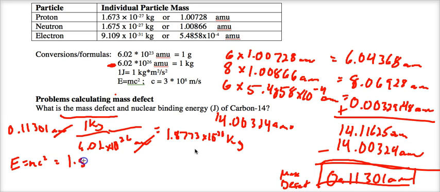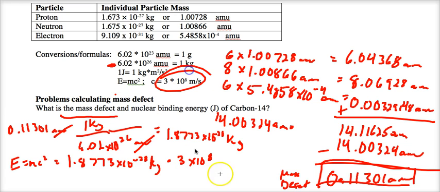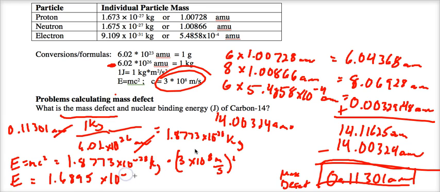Okay, by putting my 1.8773 times 10 to the negative 28 kg times 3 times 10 to the 8. Okay, that's the C right there. And that is meters over second, and that's also squared. Okay, crunching numbers there. Remember, the E button is important. Crunching my numbers, I get 1.6895 times 10 to the negative 11. Okay, and that's kilograms.